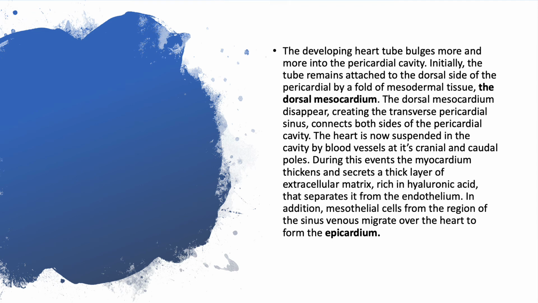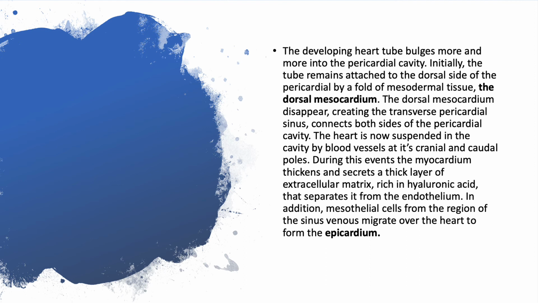So the developing heart tube bulges more and more into the pericardial cavity. The heart tube begins to expand, and it remains attached to the dorsal side of the pericardial cavity by a fold of mesodermal tissue called the dorsal mesocardium. So what is the dorsal mesocardium? The dorsal mesocardium is a fold of mesodermal tissue that connects the heart tube to the pericardial cavity, after the heart tube bulges more and more and expands.